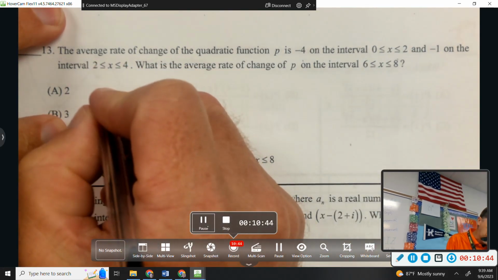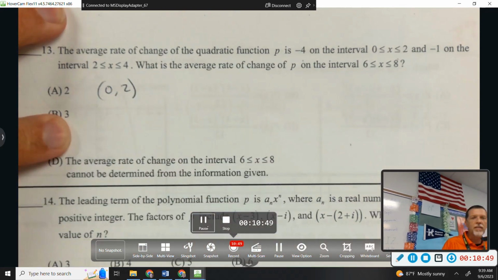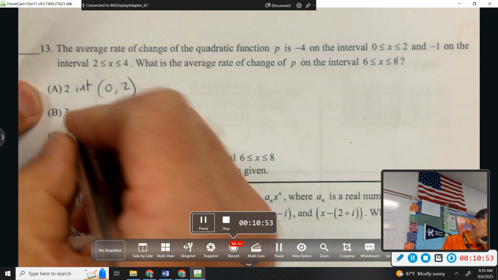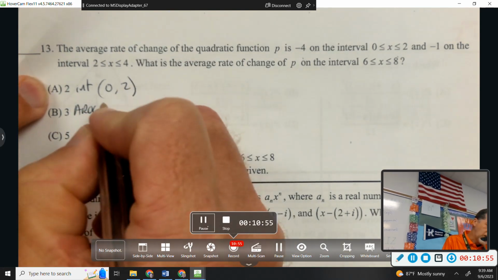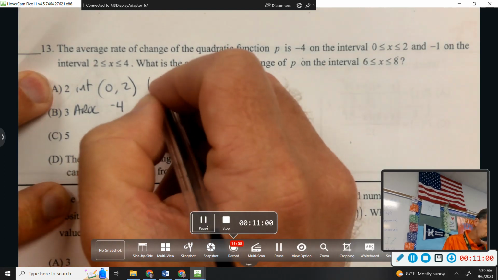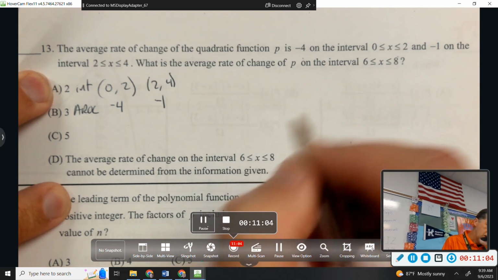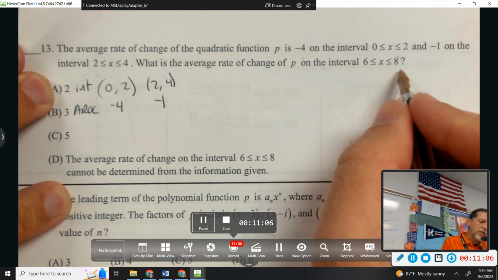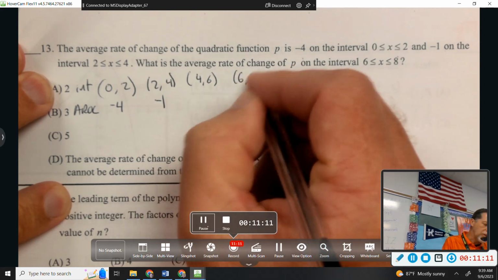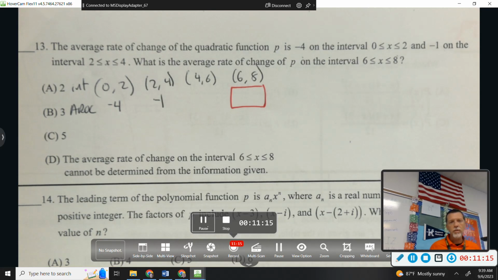Maybe there's a better way to do this, but just trying to save time here. So from 0 to 2, the average rate of change is -4. From 2 to 4, the average rate of change is -1. What is the average rate of change from 6 to 8? So be careful. We like to do this where we skip an interval to make sure you're paying attention. We want to know the average rate of change from 6 to 8.